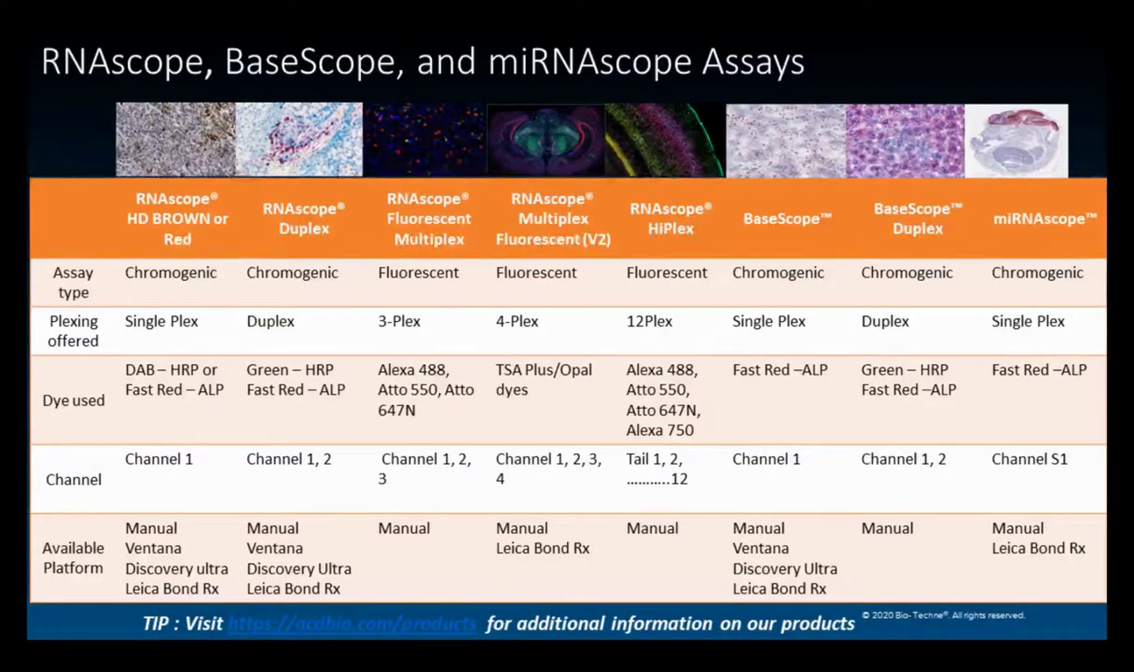Finally, expanding our product portfolio, not only do we have assays to detect mRNAs, non-coding RNAs, short targets, splice variants, and point mutations, but we now have the miRNAscope assay for the detection of microRNAs, small interfering RNAs, antisense oligos, or other smaller RNAs, as short as 17 nucleotides in length.